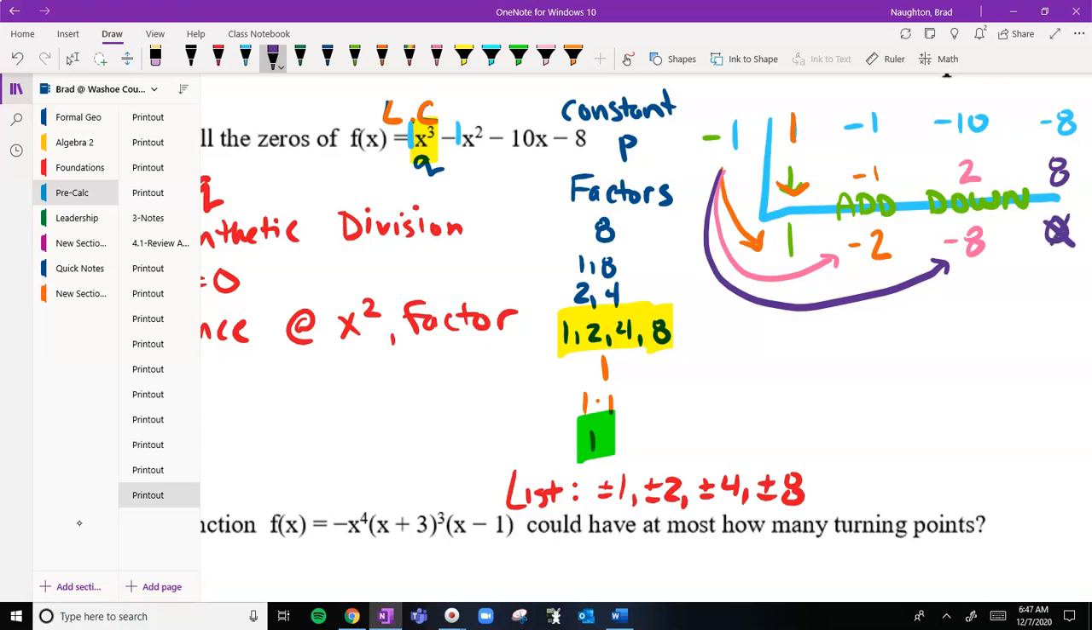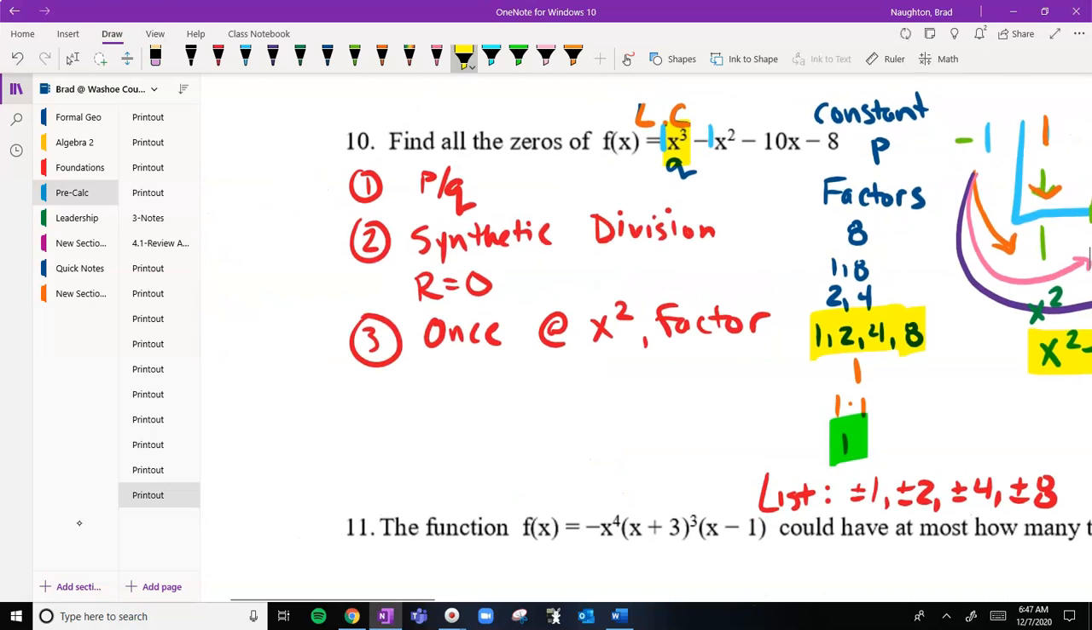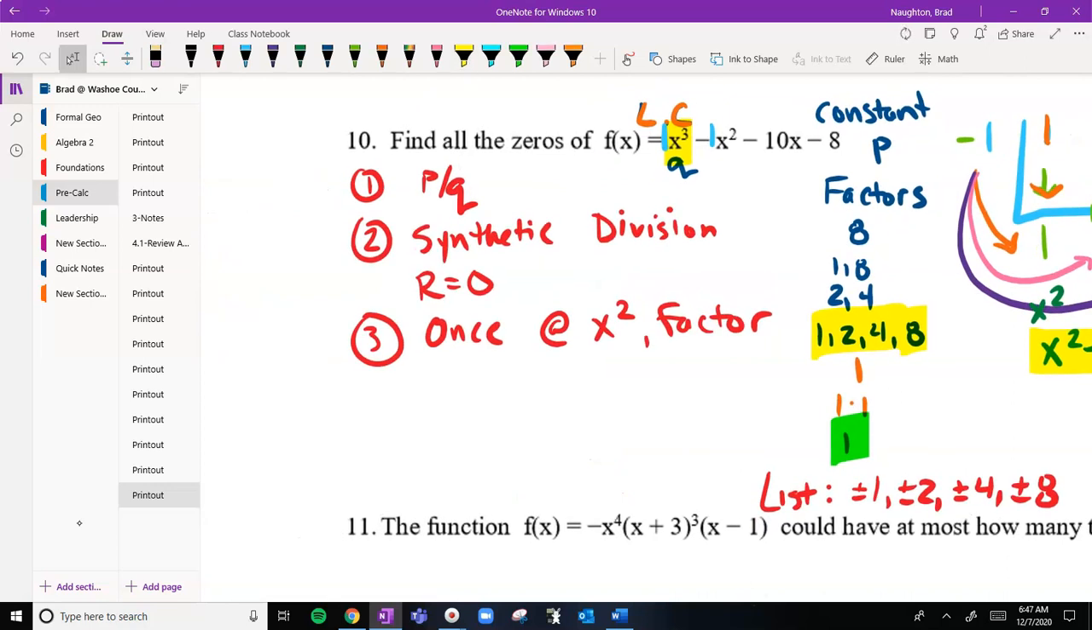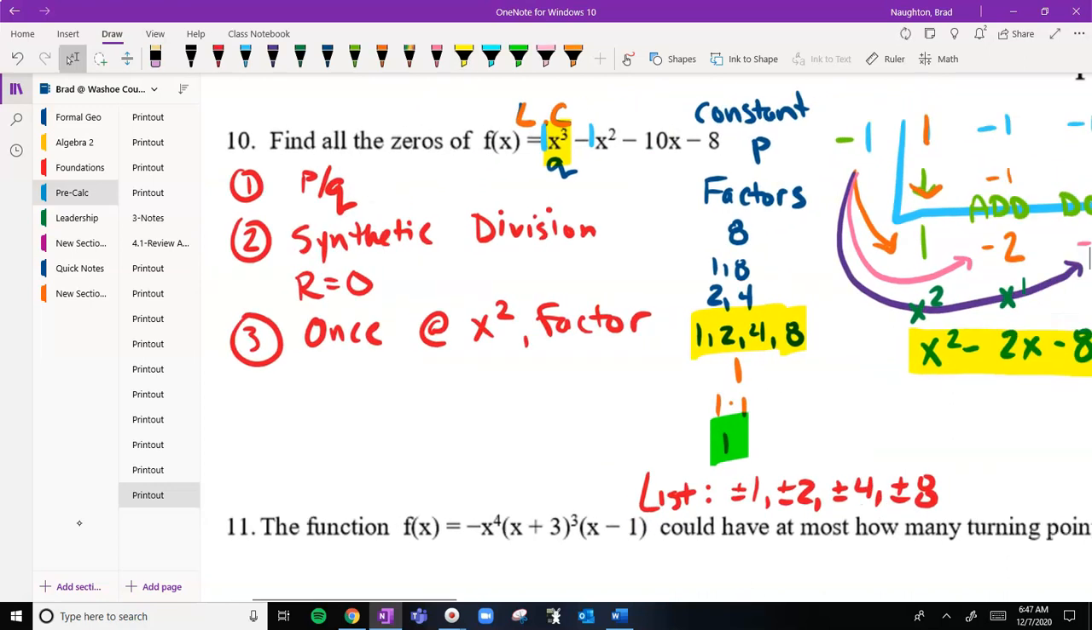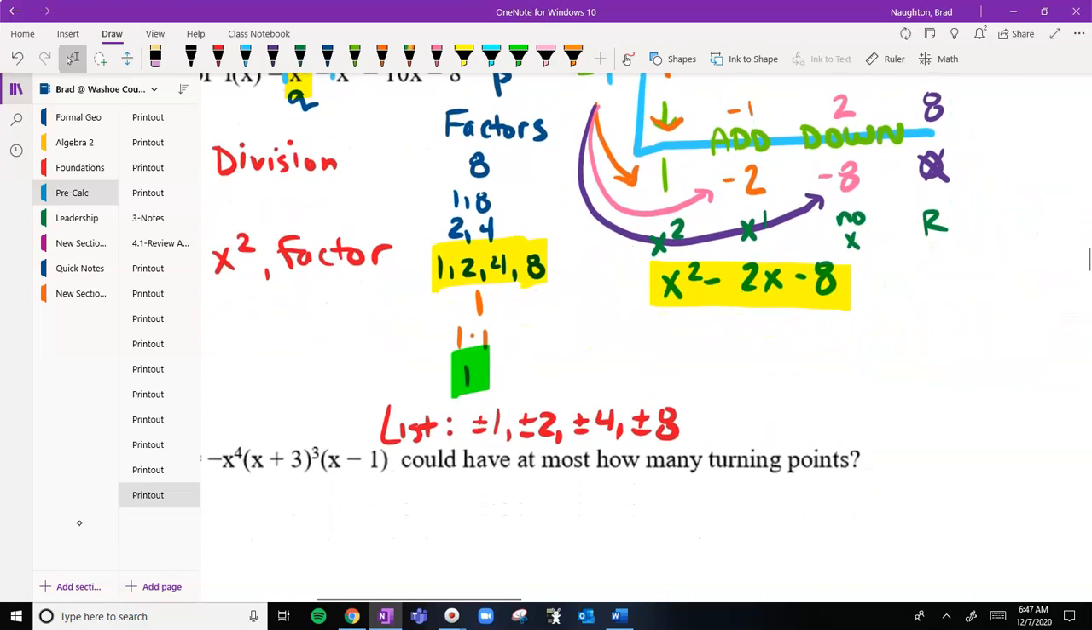So this is the remainder. It always is the remainder. And then you go up in order. So the first one's going to be no x, then it's an x to the 1, and then an x squared. So this is really x squared minus 2x minus 8. Since this is an x squared and you can factor it, now we're good to go. That's what this third step is. If you're not at x squared, you'll have to do another synthetic division to finally get to x squared.